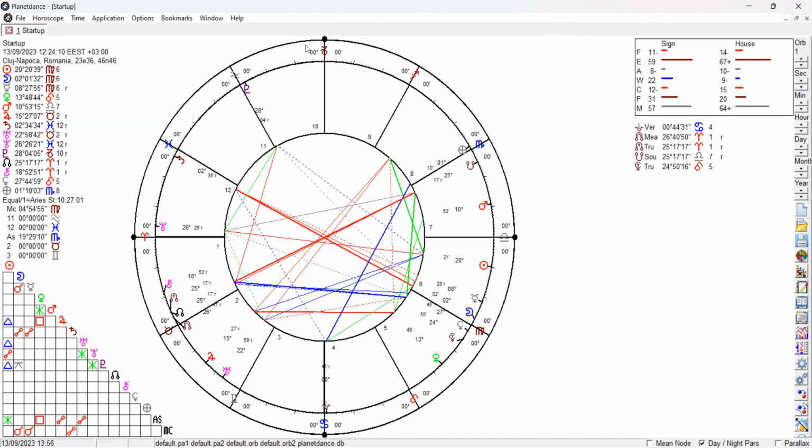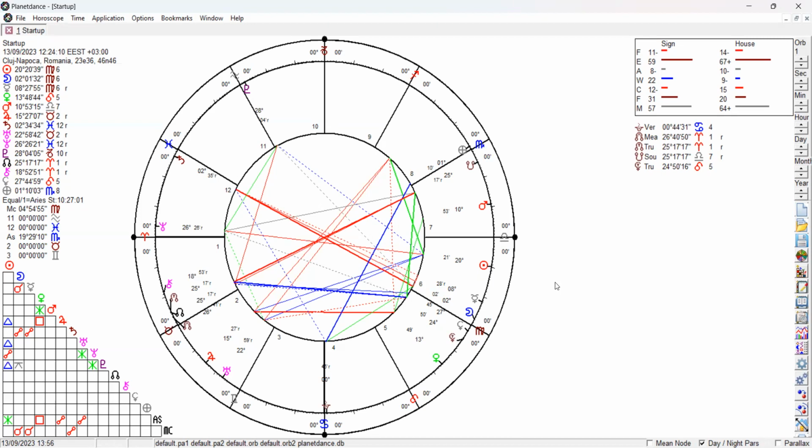The midheaven is the top of the sky. And it's very, very important because it represents where you rise, where you have the most power of expression in your life, what you leave on the world.